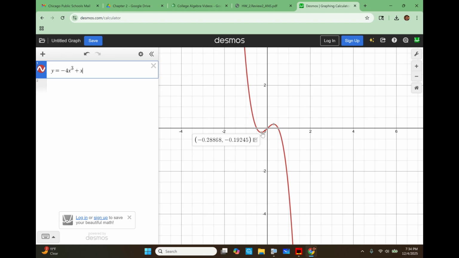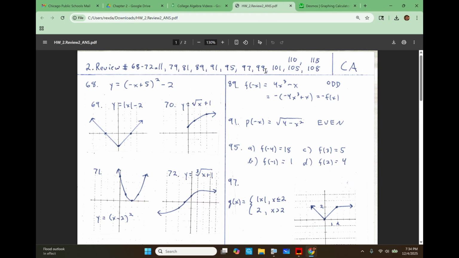So here's that symmetry. If you look at these points here, you change the sign of the x, you change the sign of the y. So I'm seeing that symmetry there. So this is an odd function, symmetric about the origin. F of negative x equals the negative of f of x. Okay, let's go on to 95.